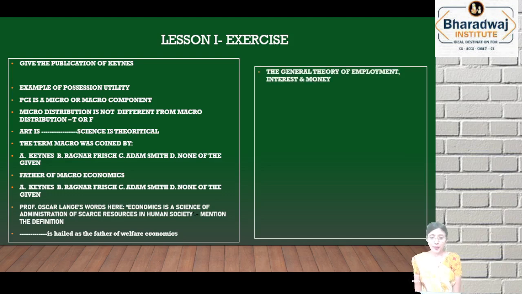General Theory of Employment, Interest and Money. Publication of John Maynard Keynes in the year 1936. General Theory of Employment, Interest and Money. Example of possession utility. Now what did you all write? What has he written? Example of possession utility.